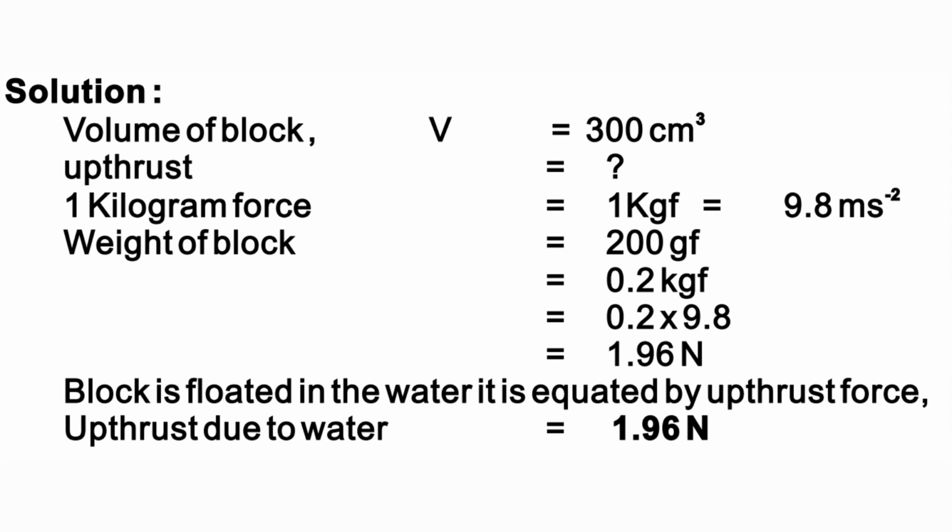1 kilogram force is equal to 1 kg into g, where g is equal to 9.8 meter per second square. Weight of block is equal to 200 gram is equal to 0.2 kilogram. F is equal to 0.2 into 9.8 is equal to 1.96 Newton. Block is floated in the water. It is equated by upthrust force. Therefore, the upthrust due to water is equal to 1.96 Newton.